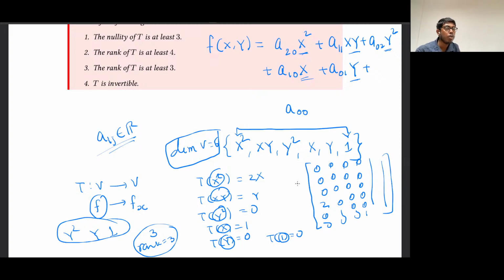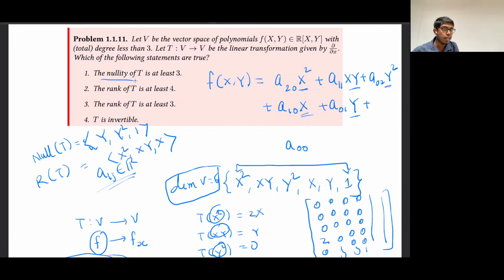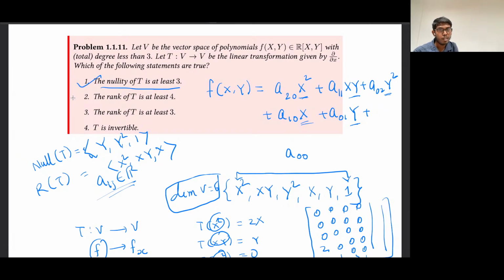So, as I told already, the null space of T will be generated by y, y², and 1, and the range space of T will be generated by x², xy, and x. So the nullity is 3, rank is 3. Nullity of T is at most 3, of course, that is true. The rank of T is at least 4? That's false. Rank of T is at least 3? That's right. T is invertible? Not true, because nullity is there, so T cannot be invertible. Okay, this was an easy problem.